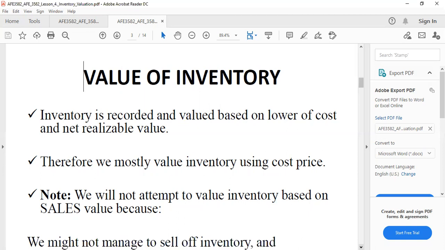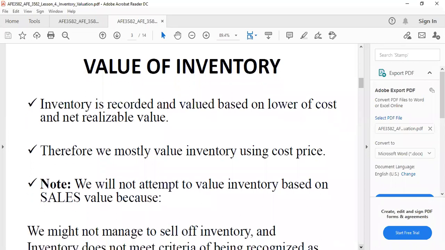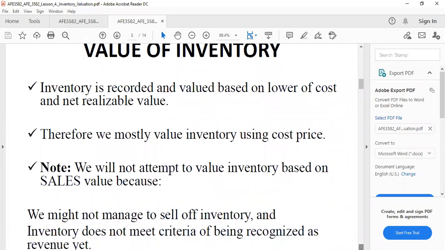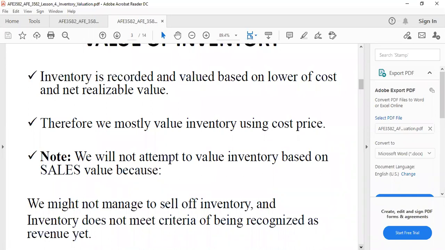And then it says that we will not attempt to value inventory based on sales value. You see? Why? Because we might not manage to sell off inventory, and inventory also does not meet the criteria of being recognized as revenue yet. So we cannot value our inventory based on sales because we are not sure. What if we do not sell off the whole inventory? Then what?